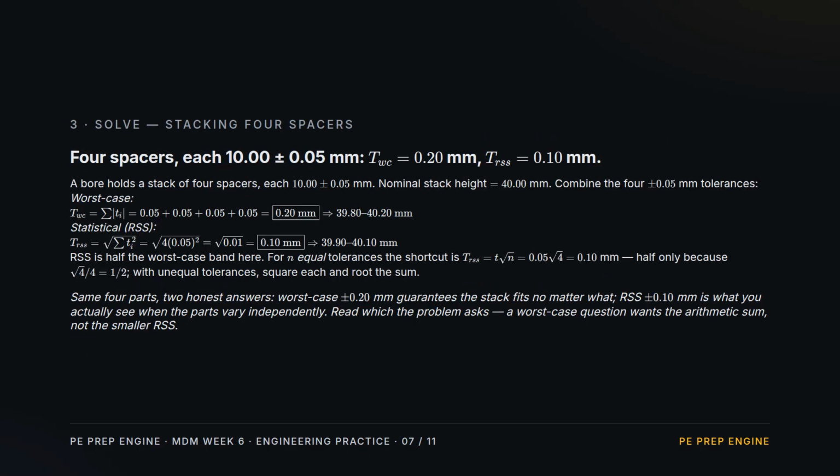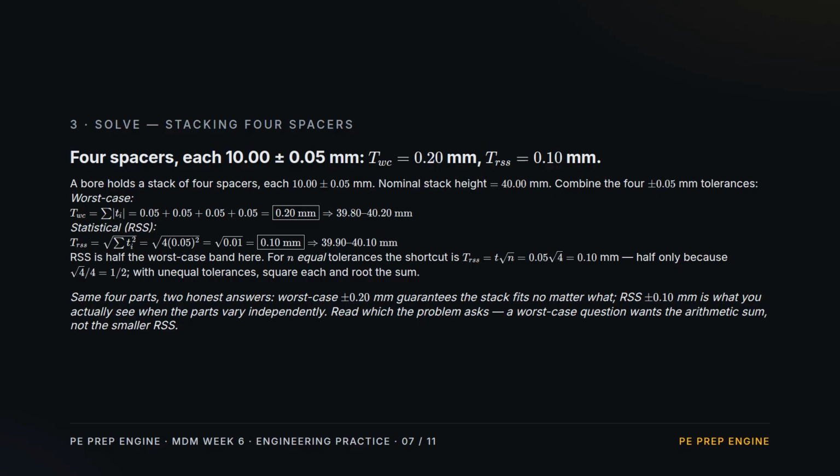Solve. Stacking 4 spacers. A bore holds 4 spacers, each 10 mm plus or minus 0.05, so a nominal stack of 40. Worst case just adds the 4 tolerances. 4 times 0.05 is 0.2, giving a band from 39.80 to 40.20.